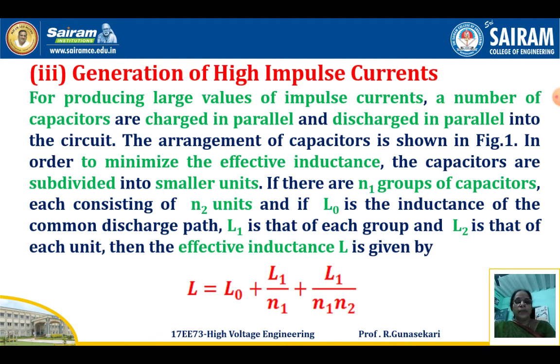Once again I repeat, L is the effective inductance, L1 is the inductance of each group. N1 is the number of groups of capacitors, L2 is the inductance of each unit, and N2 is the number of units in each group.